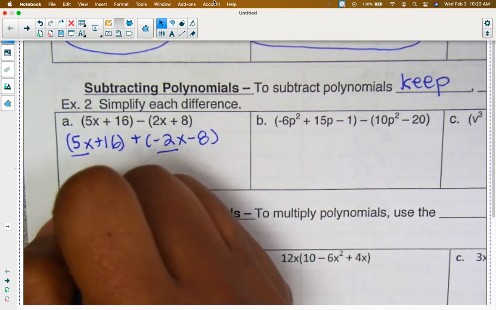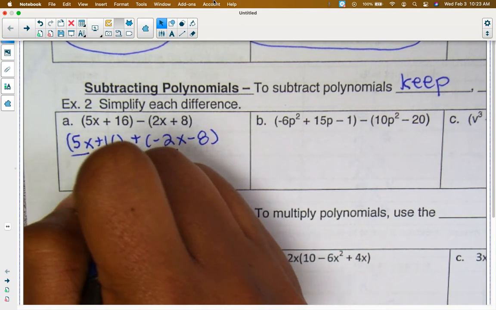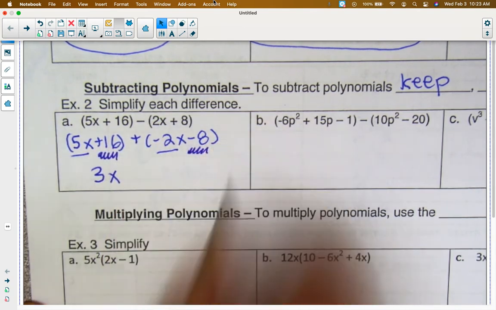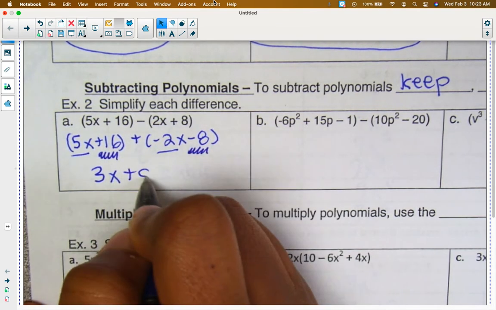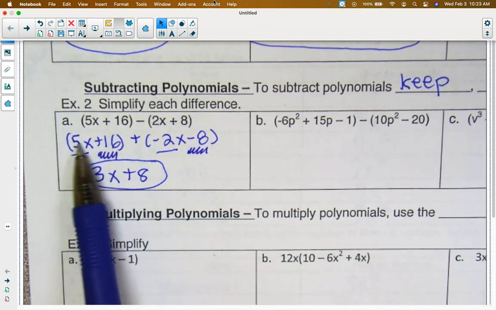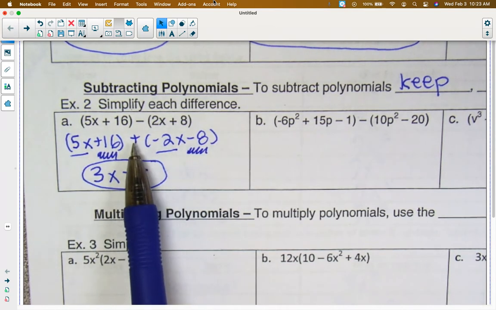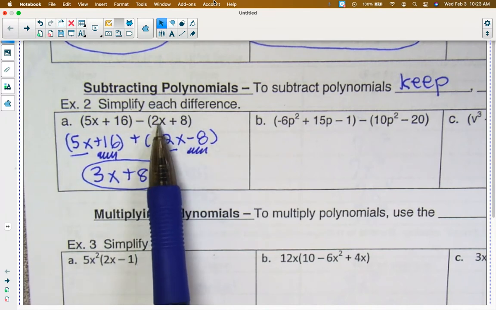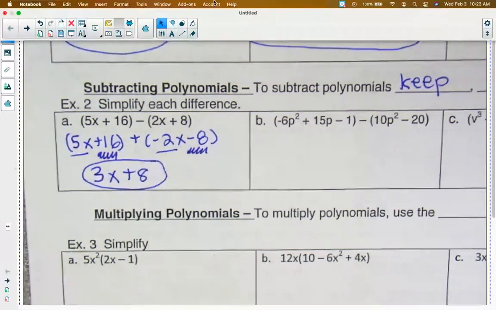So you should have 3x plus 8. So our final answer should be 3x plus 8. So we keep, change, change. Keep the first polynomial, change subtraction to addition, and change the sign of everything in the second polynomial. That way it turns into an addition problem, which most people are much, much better at than the subtraction problems. All right, let's try the next one.